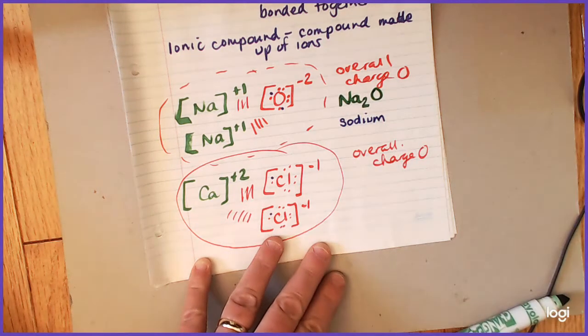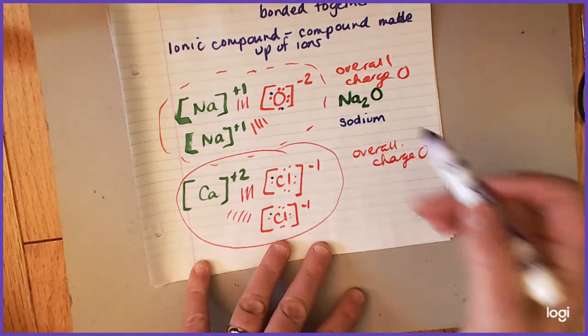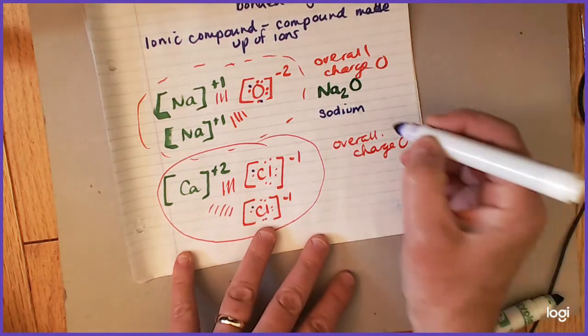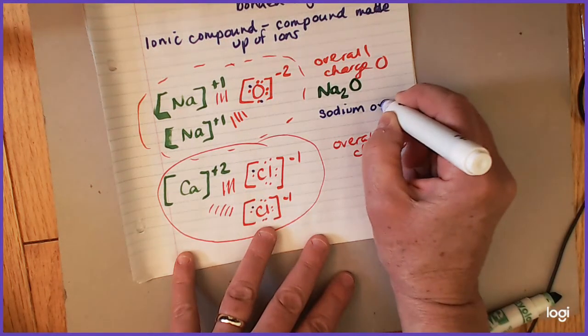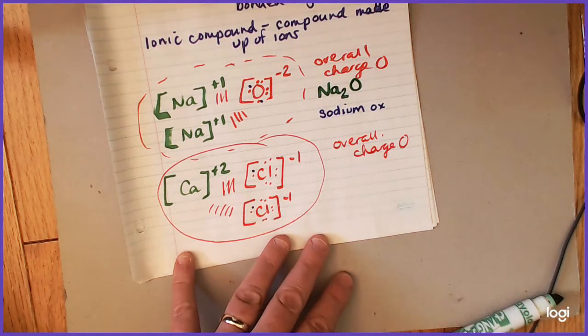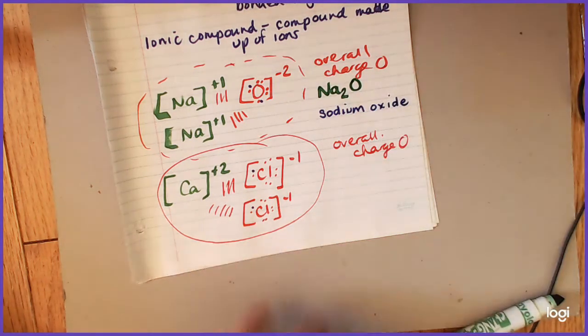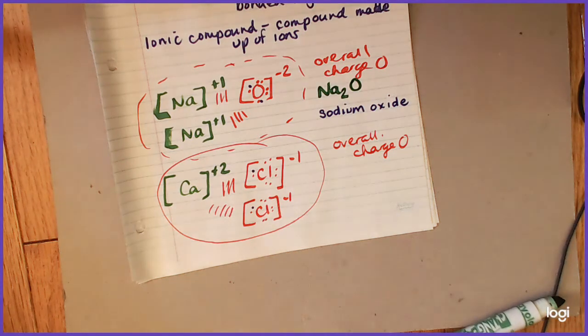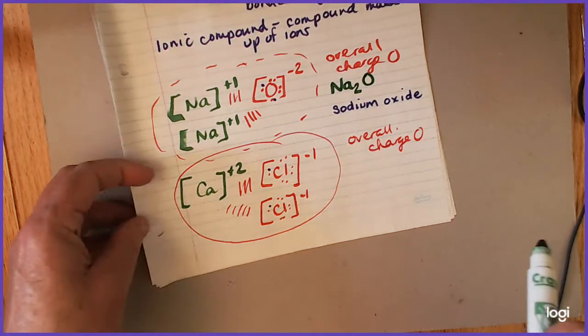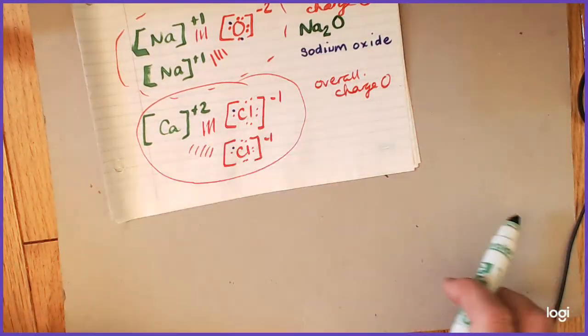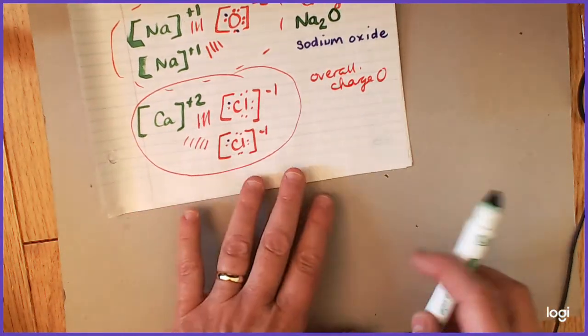And our last name is going to end in -ide, but for oxygen, we're going to change it a little bit more. So it's going to be ox. We're going to take the -ygen and we're going to call this sodium oxide. All right, so there's your sodium oxide. I believe sodium oxide is used in laundry detergents and stuff.